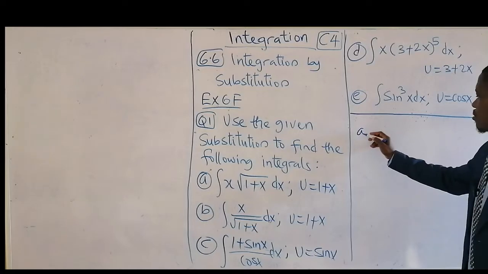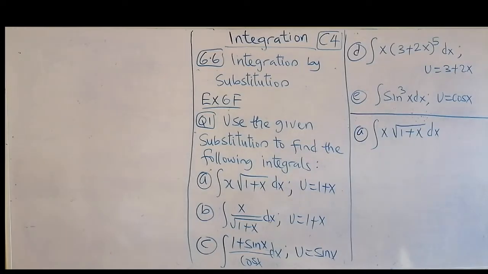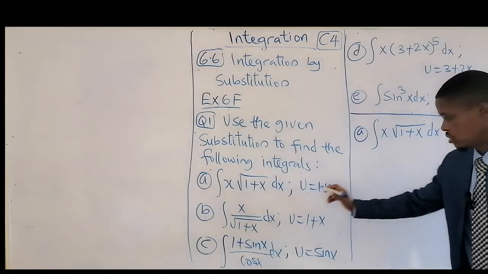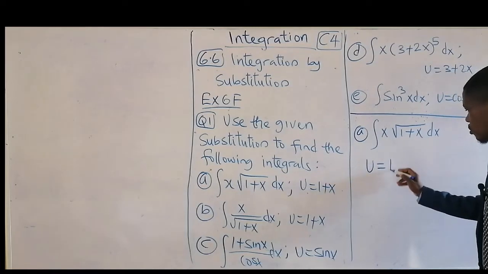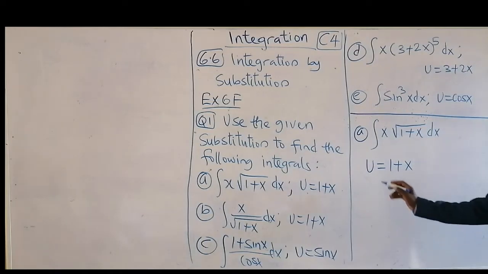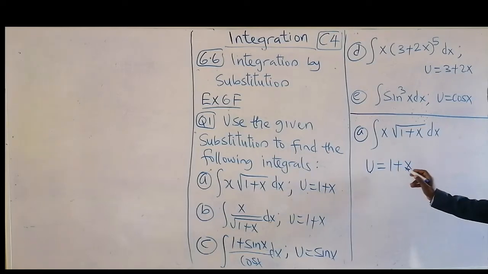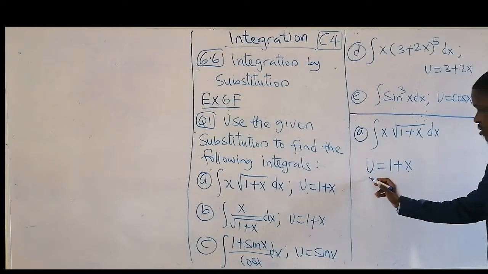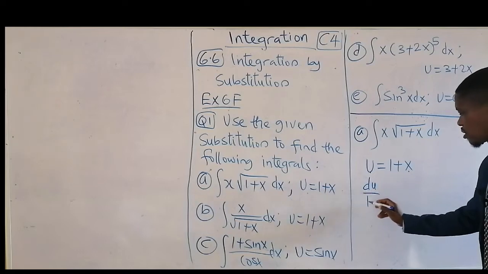So we have this. Go back to what you are told to use. You are told to use u equals 1 plus x. So what they are telling you is to change the variable. Then after that, you integrate. So this u you are given is a function of x. Then you can get the du, the dx.